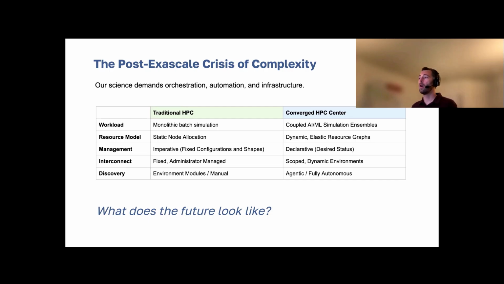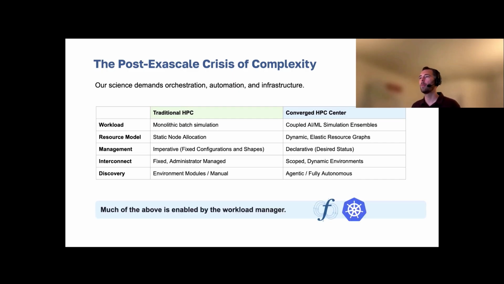The management is evolving into declarative. In other words, the user describes what the status is, and then the system is in charge of making sure that that status is aligned with what the user needs. The interconnect is virtualized, it's scoped, it can change, it represents dynamic or siloed-to-dynamic environments. And then the software discovery is via agentic methods or is evolving into a fully autonomous framework.